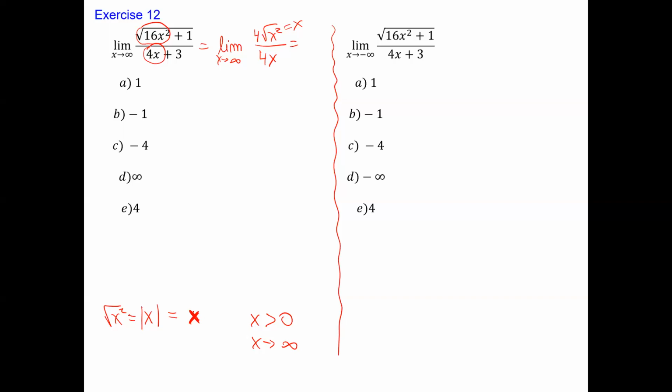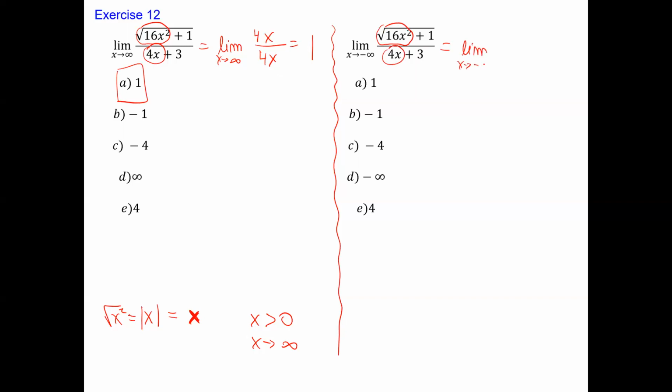Okay, that's me. Now we will have actually 4x over 4x. I mean the limit. I can maybe write this. Square root is, yeah, the limit is 1. Now, the same thing, limit at negative infinity.